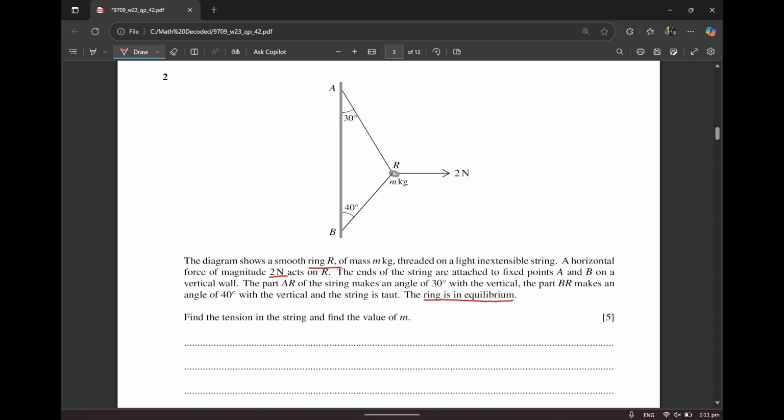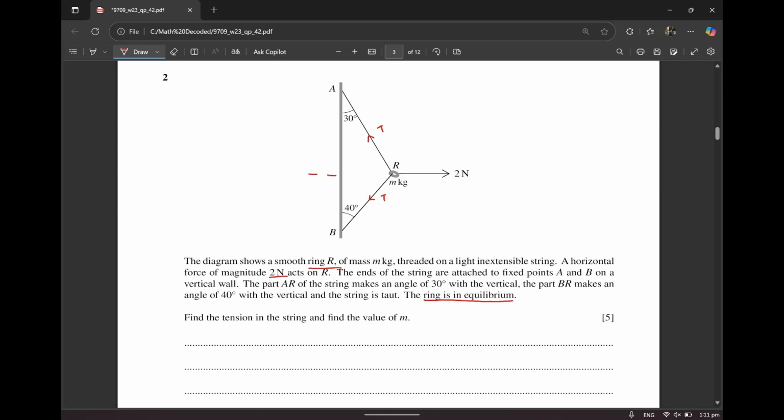Over here, you need to realize one thing, that the tension in this string is going to be equal to the tension in this string. Why? Because whenever you have a movable ring, the tension is always going to be the same in both the strings. So you're going to solve this question using an approach towards coplanar forces.